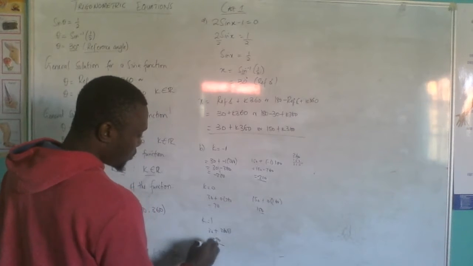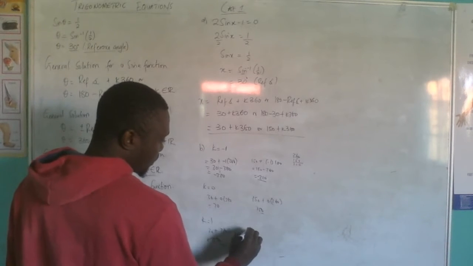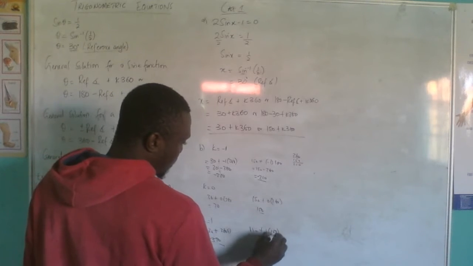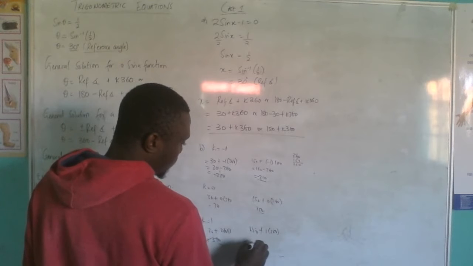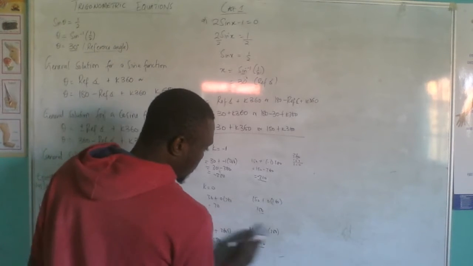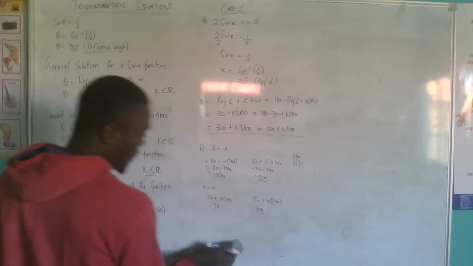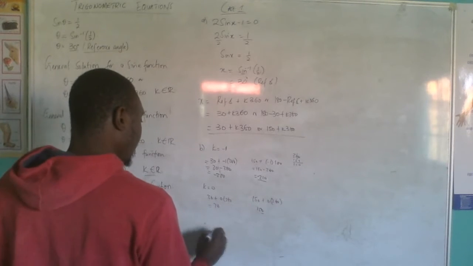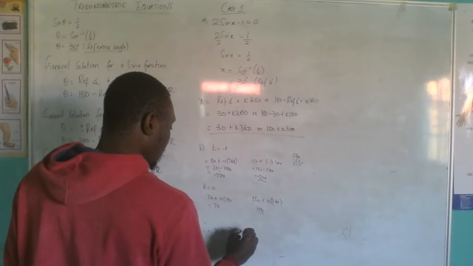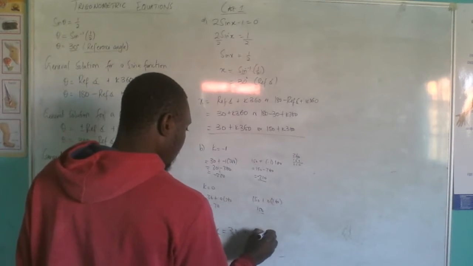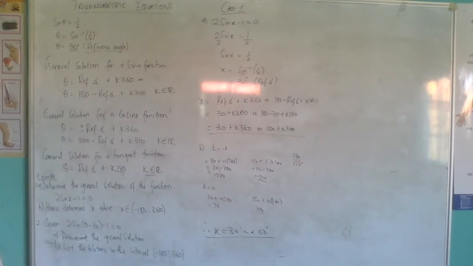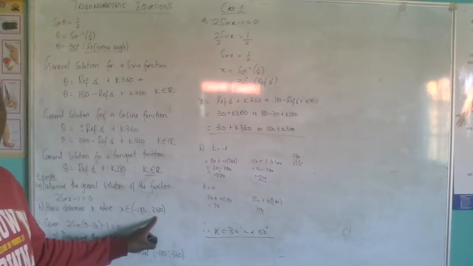So that one is out. How about 150 plus 1 times 360, which is also much greater, giving me 510, which is also out. So the only two values there, therefore x will be equal to 30 and 150, because these are the two values that are between -180 and 360.